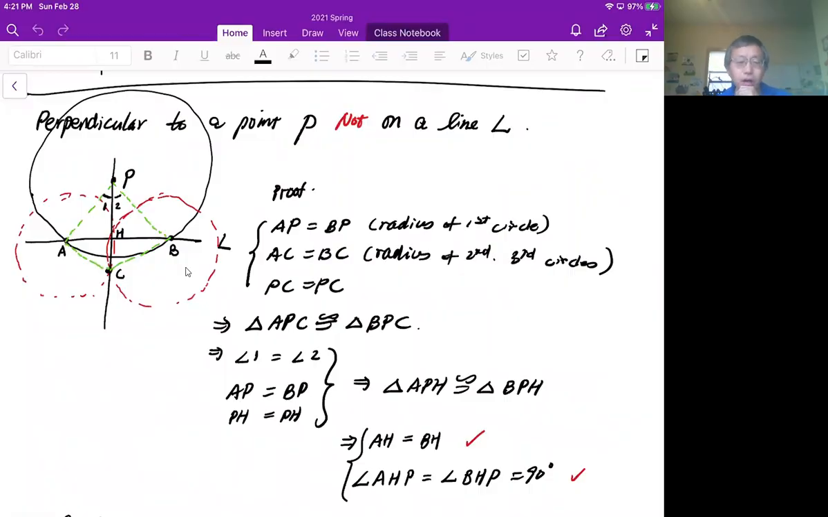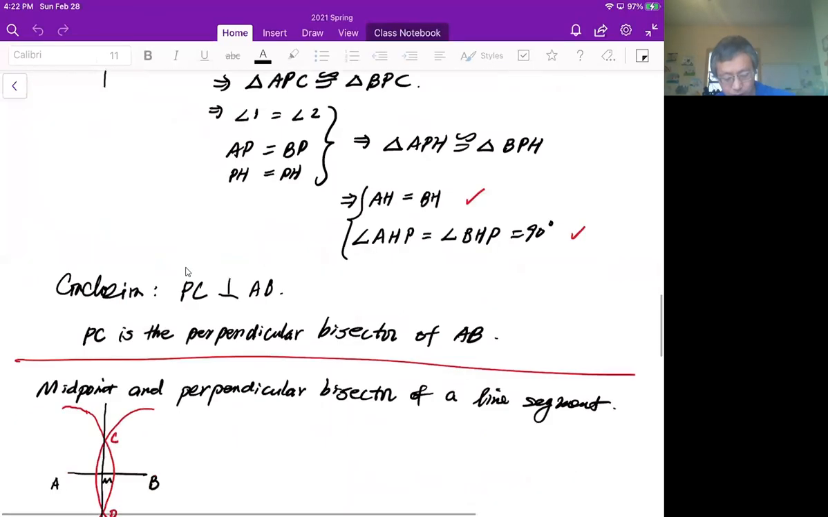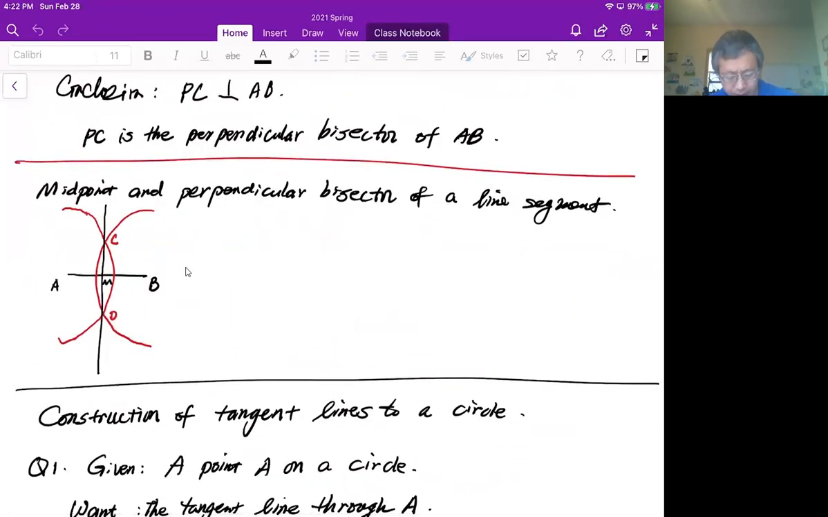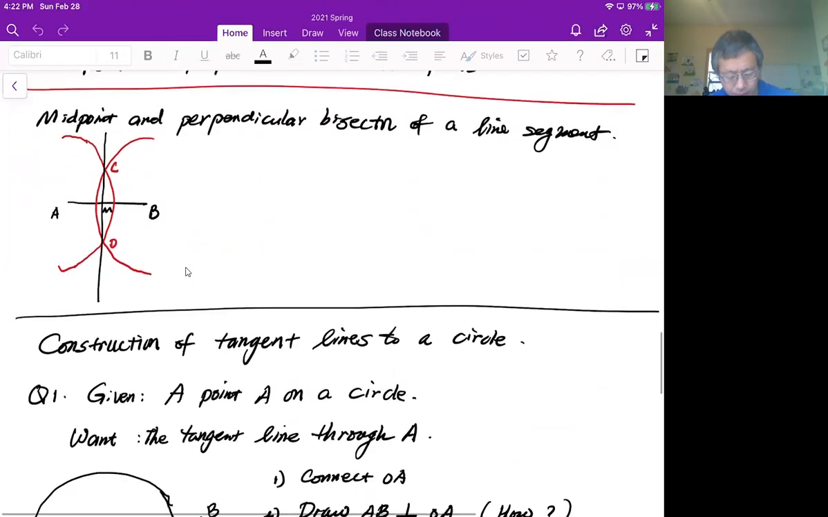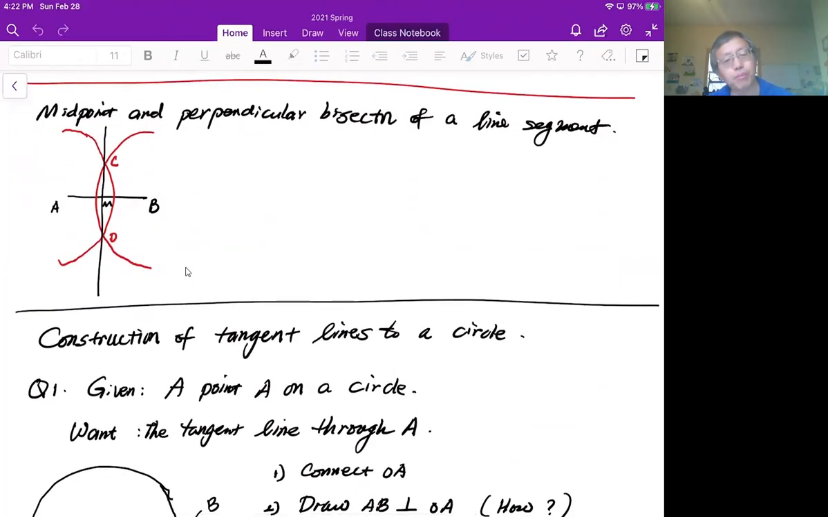Suppose P is not on the line. So what does that mean? Well, if P is not on the line, you're still going to use a circle centered at P, and then you intersect the original line at A and B, and then you do the same thing. So basically, it's quite similar to the previous one. Okay, and next one, how to draw the perpendicular bisector? Same thing, same idea.